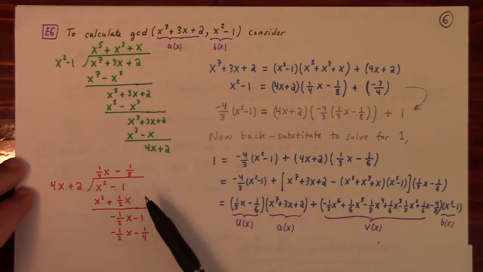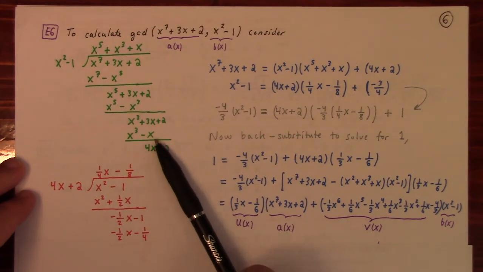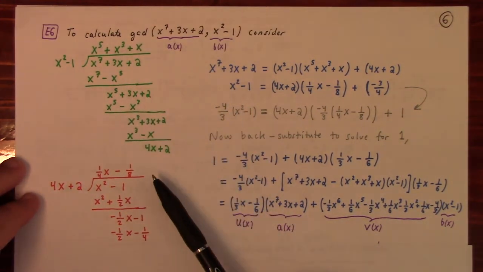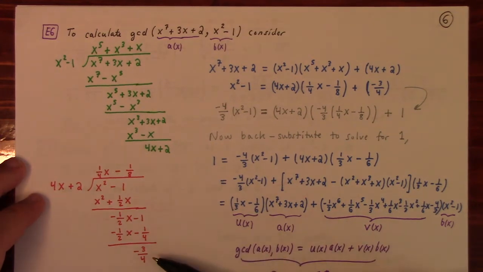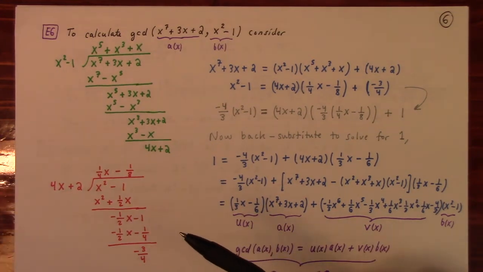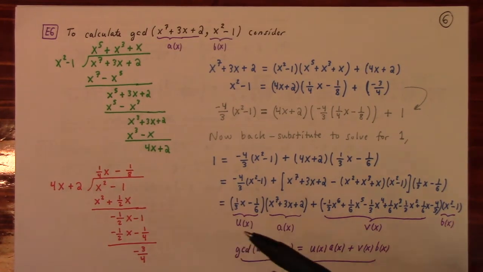Anyway, so here's the next one. So I divide 4x plus 2 into x squared. So I divide this into that, and I get that. And then the remainder is 3/4, right? And I guess at that point I'm done because I've got to that there.